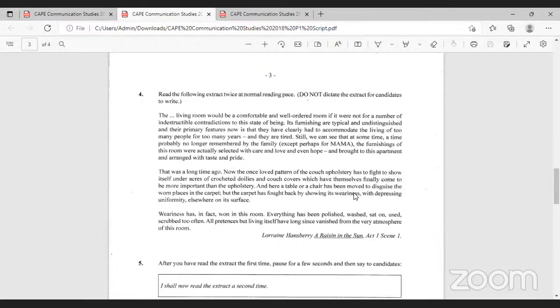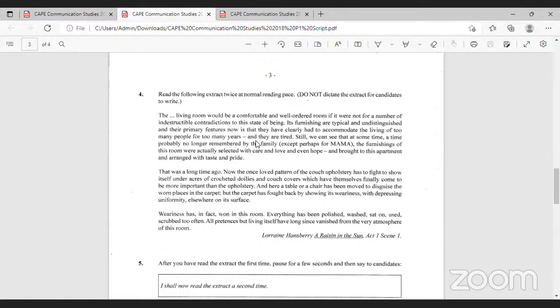The living room would be a comfortable and well-ordered room if it were not for a number of indestructible contradictions to this state of being. Its furnishings are typical and undistinguished, and their primary feature now is that they have clearly had to accommodate the living of too many people for too many years, and they are tired. Still, we can see that at some time, a time probably no longer remembered by the family, except perhaps for Mama, the furnishings of this room were actually selected with care and love and even hope, and brought to this apartment and arranged with taste and pride. That was a long time ago.